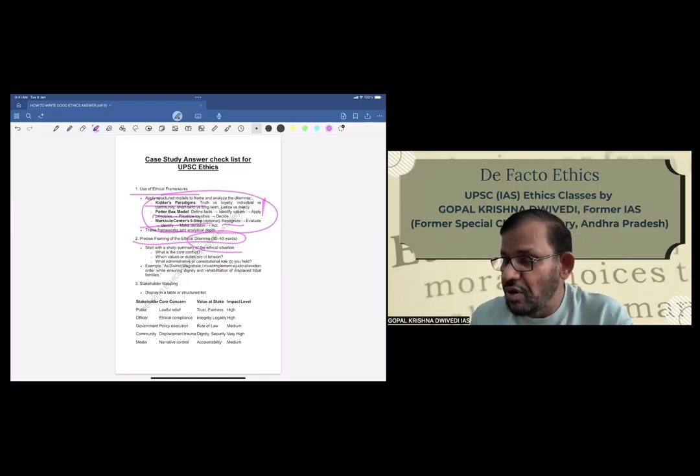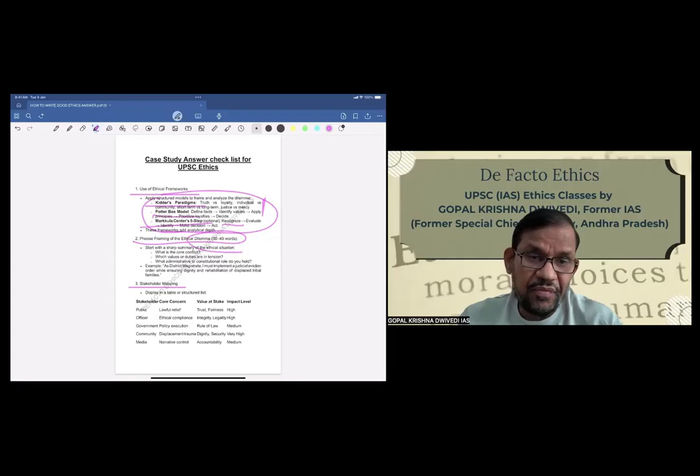Another point is stakeholder mapping, because mapping is required: you should know very clearly who the stakeholders are as far as this case study, this conflict, or this ethical dilemma is concerned. Accordingly, you can decide which stakeholder you have to support, in favor of whom, and whom you have to make neutral.